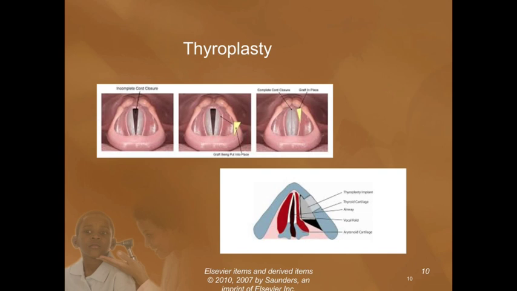A thyroplasty involves moving the vocal cord to one side and stabilizing it with a Silastic or Gore-Tex implant. Unilateral vocal cord paralysis is the main reason for performing this procedure. The most common method is to fix the paralyzed vocal cord in the midline so that the moving cord can just push against it.